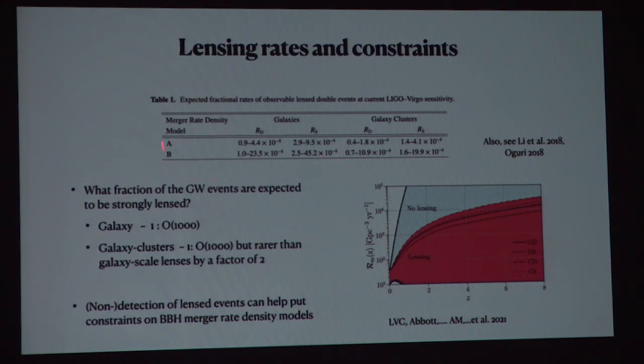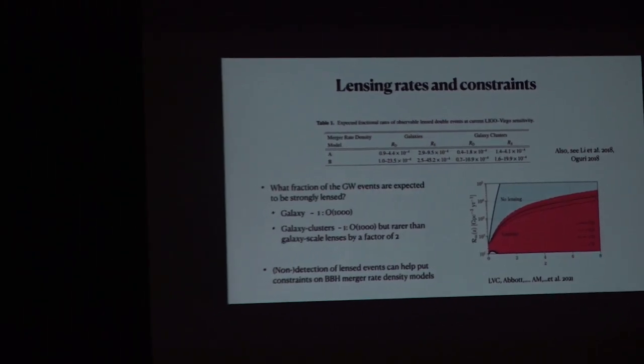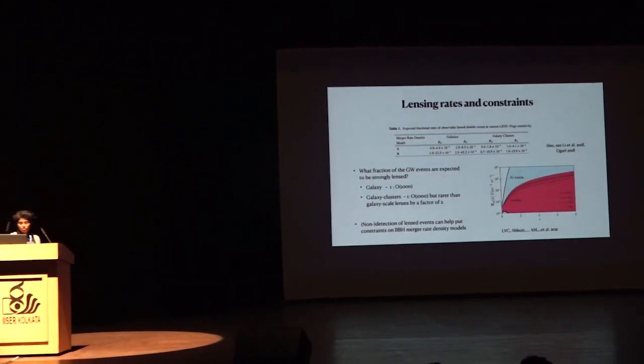As I mentioned, there is all this uncertainty in the merger rate density model, so we can turn this problem around and say, based on the detection or non-detection of any lensed events found in the data, what can we learn about these merger rate density models, or how well can we constrain them. So this is roughly depicted in this illustrative plot.